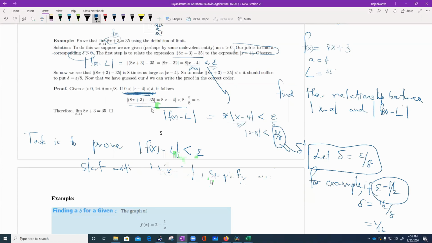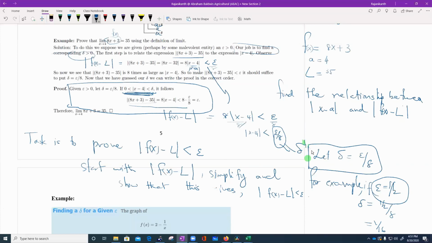and show that. Okay. Right? So the proof is just 2 lines. But the only thing is, how do you find the delta? For that reason, we need to do all this rough work.